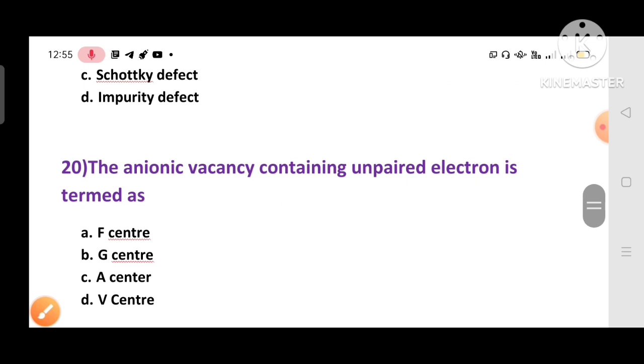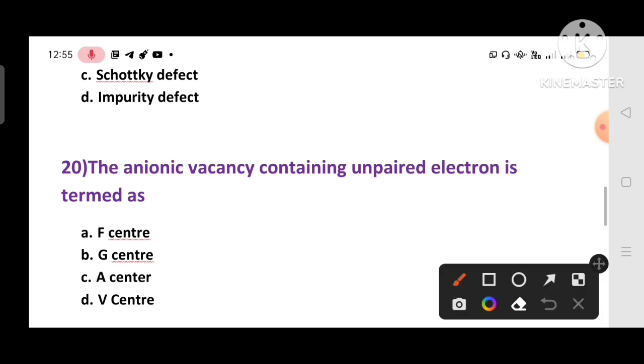Next question. The anionic vacancy containing unpaired electron is termed as option A, F center. Option B, G center. Option C, A center. Option D, B center. And the right answer is option A, F center.